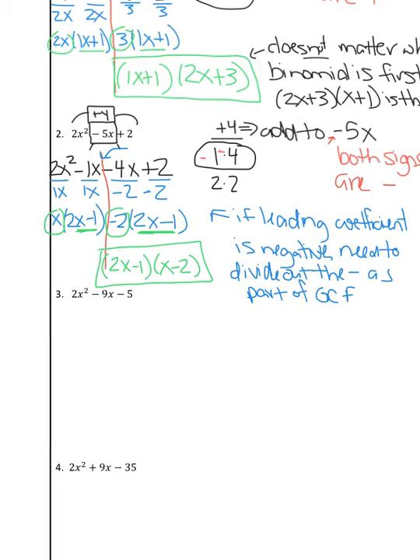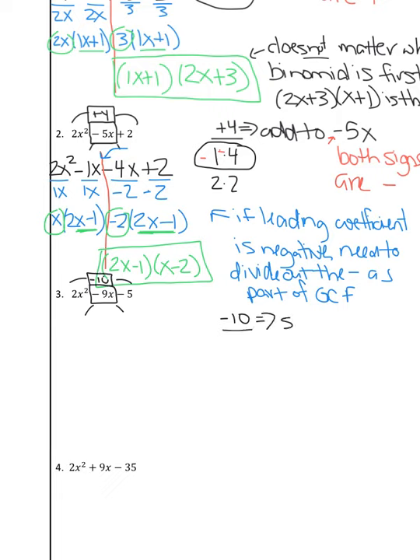So now we're just going to do a couple more practice problems. So here, number 3, I'm going to box my -9x, kind of wrote over a little bit of space here, but 2 times -5 is -10. So -10 is what we're going to use to figure out how to split 9x. All right, so I'm going to go over here and write my -10. That's what I'm going to factor.